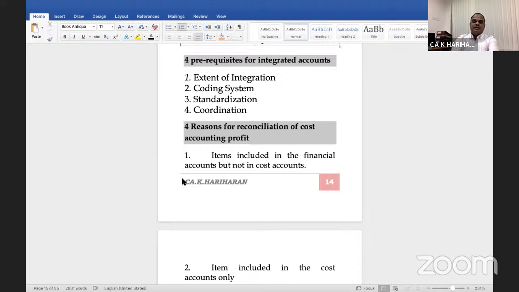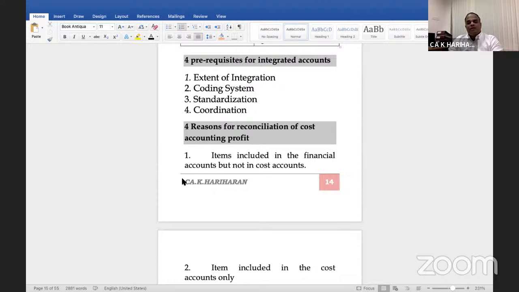Now, what are the prerequisites for integration, in which circumstance you can do the integration? Extent of integration, coding system, standardization, and coordination. These are all the important points. Then, reasons for reconciliation of cost accounting and financial accounting profit.